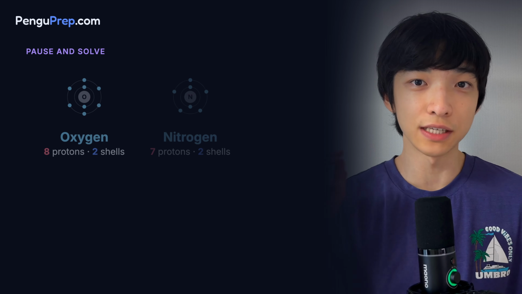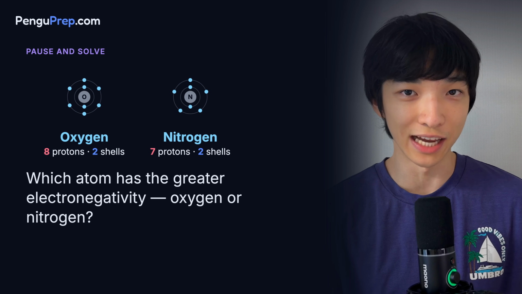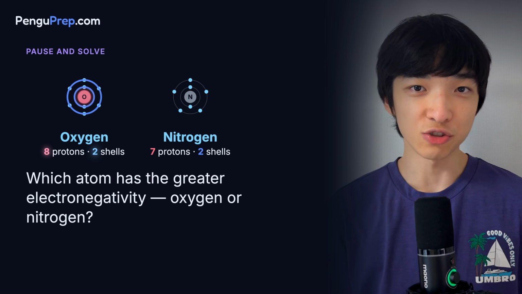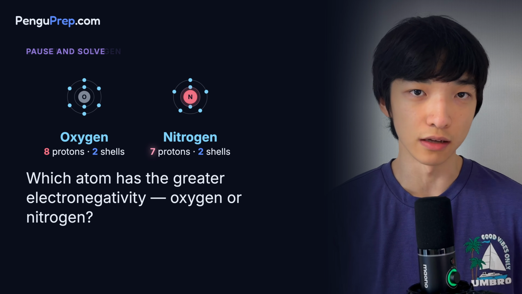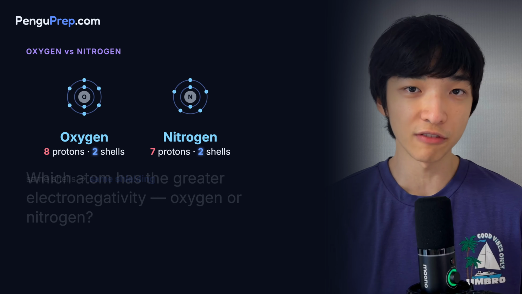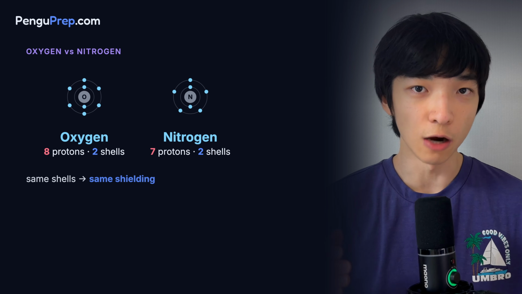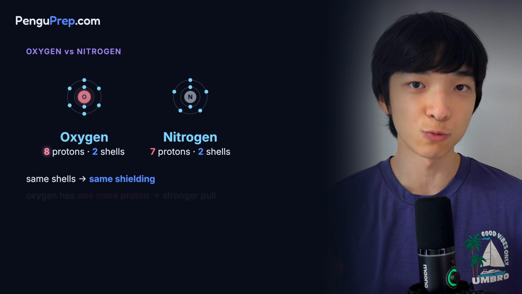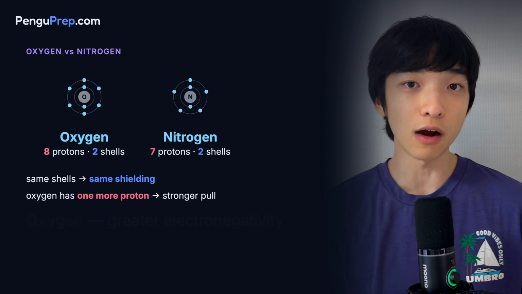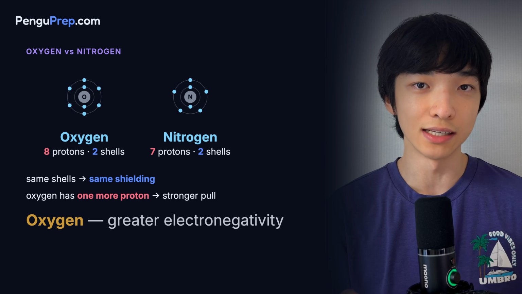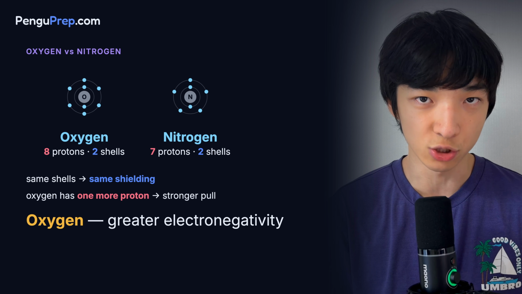Now, I want you to compare the electronegativities of oxygen and nitrogen yourself. Oxygen has 2 electron shells and 8 protons. Nitrogen has 2 electron shells and 7 protons. Since both elements have the same number of electron shells, their repulsive forces are roughly the same. Oxygen, however, has 1 more proton, meaning that its attractive forces are stronger than nitrogen. Therefore, oxygen has a greater tendency to gain an electron and has a greater electronegativity.